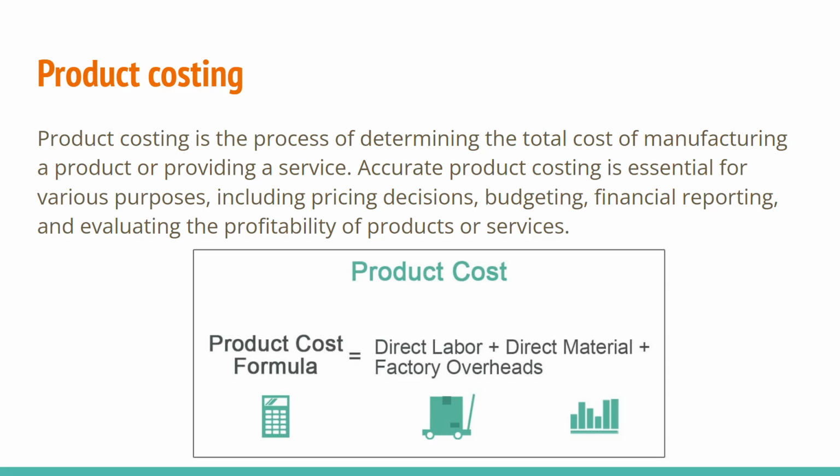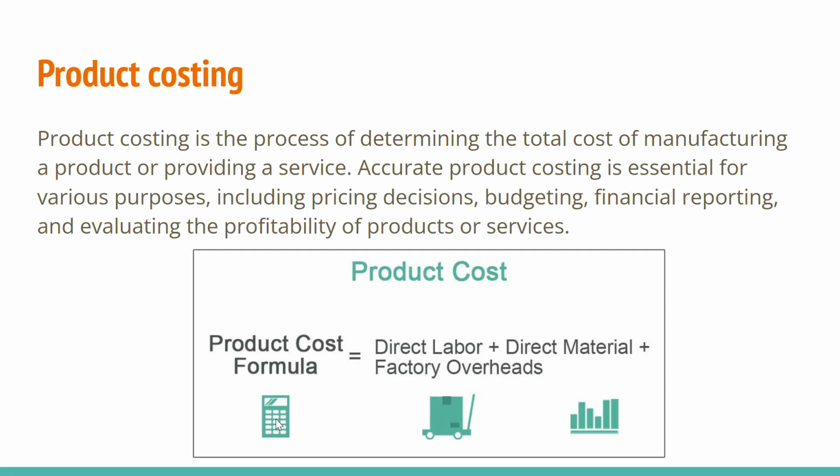So next is product costing. Product costing is the process of determining the total cost of manufacturing a product or providing a service. Accurate product costing is essential for various purposes, including pricing decisions, budgeting, financial reporting, and evaluating the profitability of products or services. So here is the product cost formula. Product cost equals direct labor plus direct material plus direct overheads.